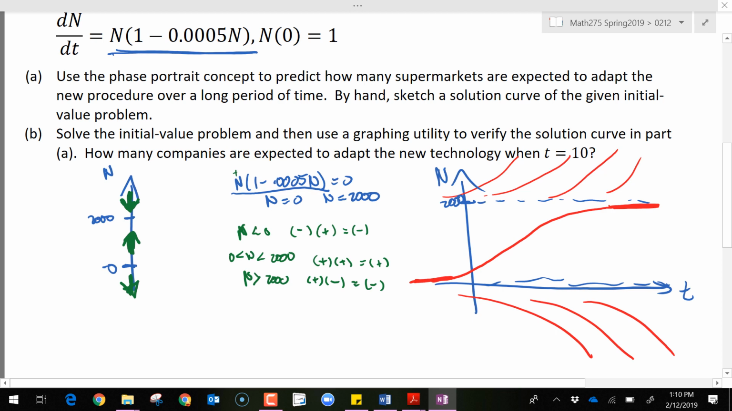Of course, your initial condition tells you that when t is equal to 0, your n value is equal to 1, so it should pass through that point. Okay, so our graph, oh, I'm sorry, I made a mistake for our graphs here, huh? Yeah, these should be going down.